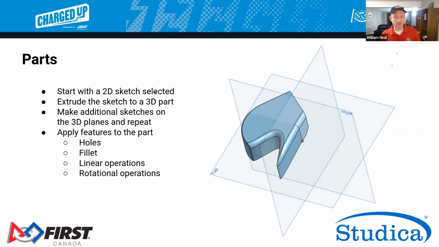We start with our 2D sketch selected, and then we extrude the sketch to a 3D part. You can almost see what was done here. And then we make additional sketches on the 3D planes and repeat, applying holes and extrusions on the surface, and we've already seen that. And we can look into holes, fillets, linear operations, rotational operations. So all of that we've already seen with our parts.